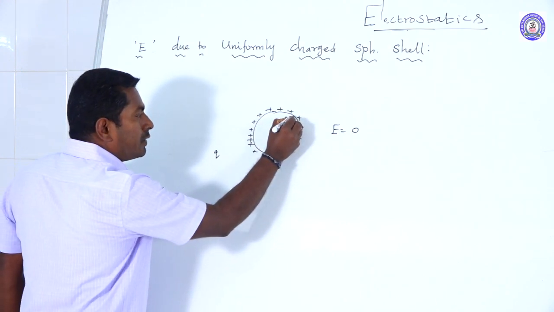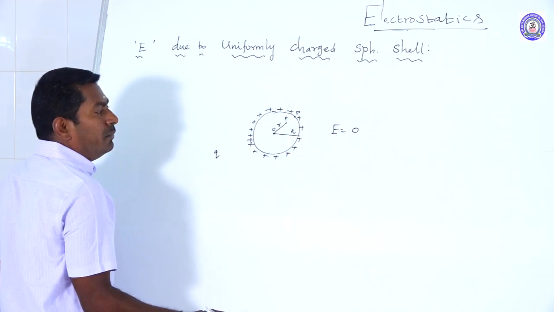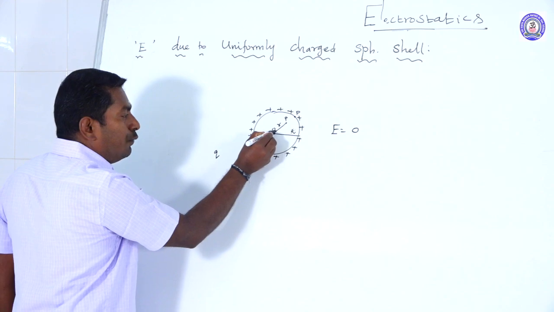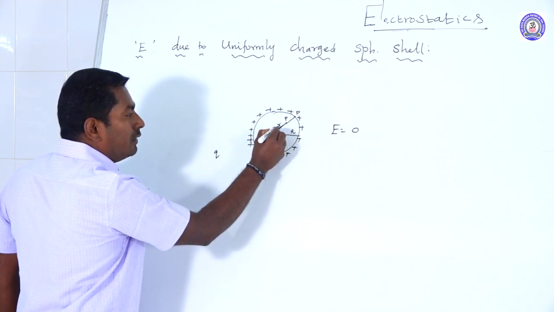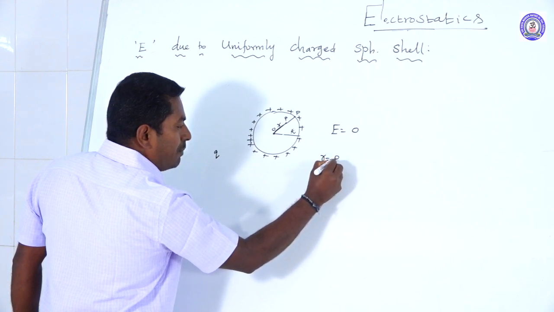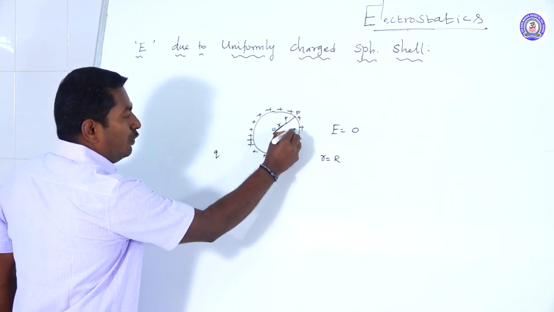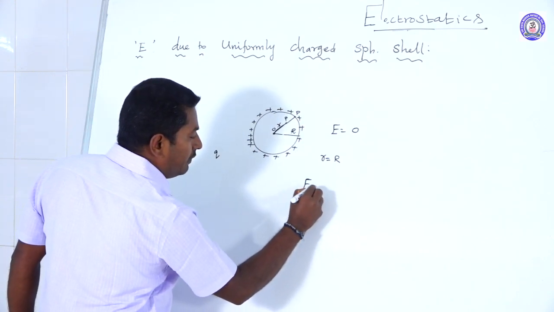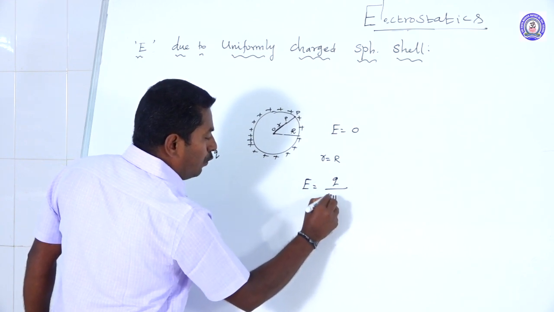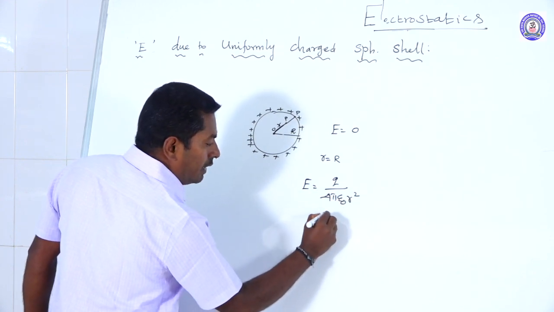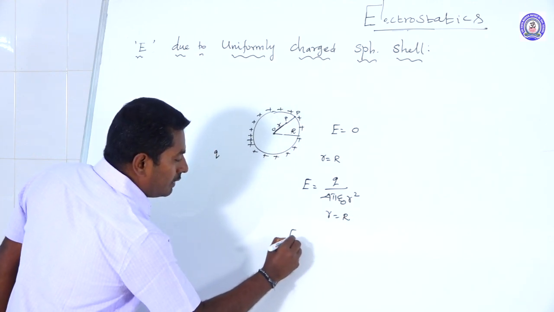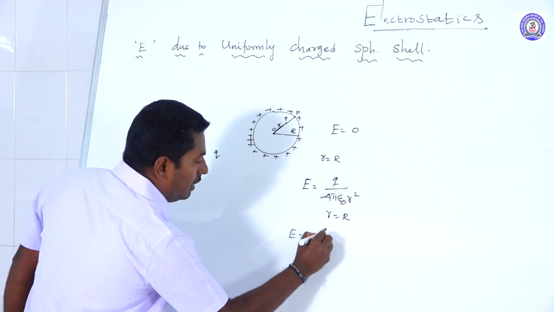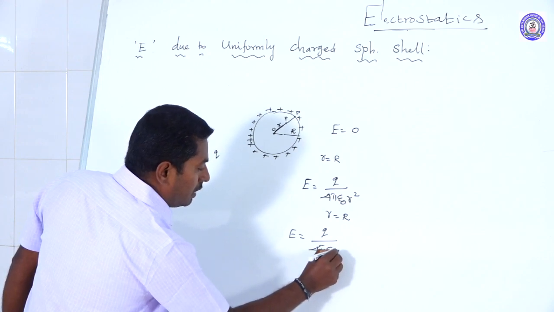Let me assume one point P on the surface of the uniformly charged spherical shell. Distance of the point P on the surface from the center of the shell is r. Here r is equal to capital R, which is equal to the radius of the uniformly charged spherical shell. Electric field intensity at this point on its surface, E, is equal to Q divided by 4 pi epsilon naught R square, where R is the radius of the spherical shell.